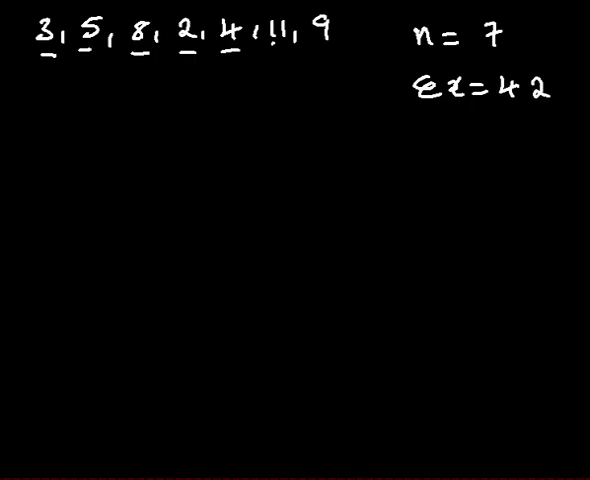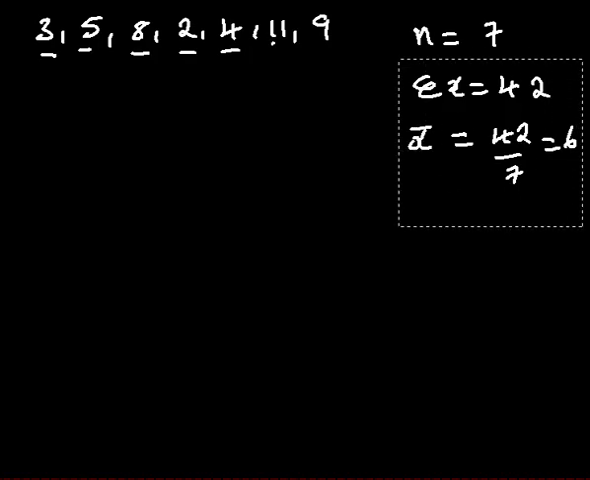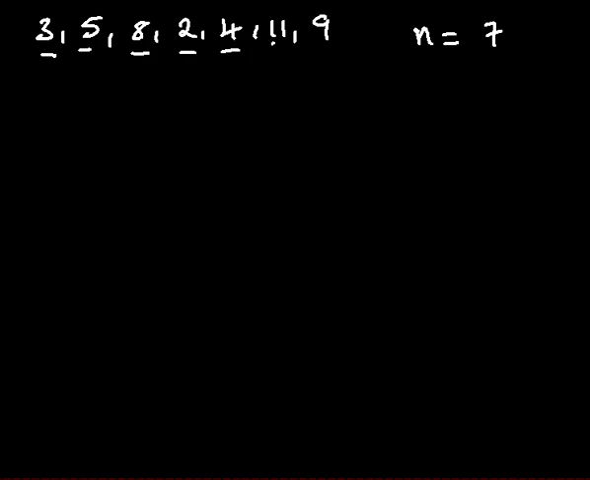Then we can have the mean, which is x bar, equal to 42 divided by 7, which is the same as 6. So the mean of the data is given as 6. So x bar is given as 6.